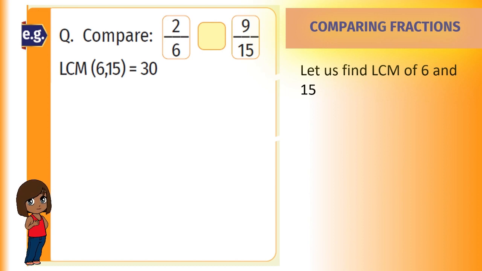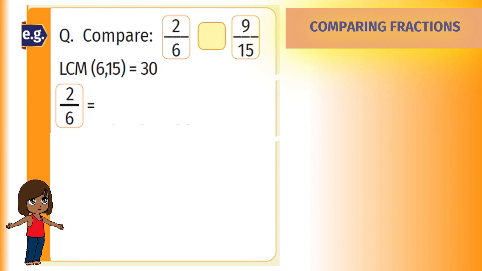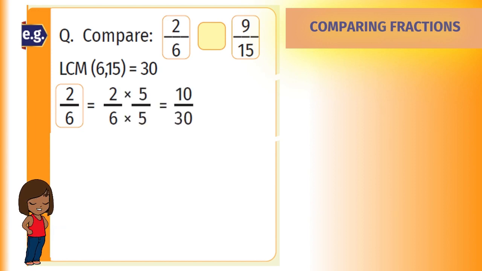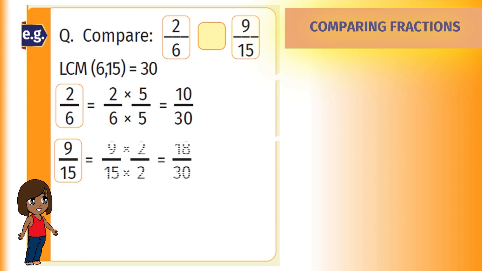Now we have to convert all fractions into denominator of 30. Convert 2 by 6 into a fraction with denominator 30. Multiply by 5 by 5. Convert 9 by 15 into a fraction with denominator 30. Multiply by 2 by 2. Now you have two like fractions.